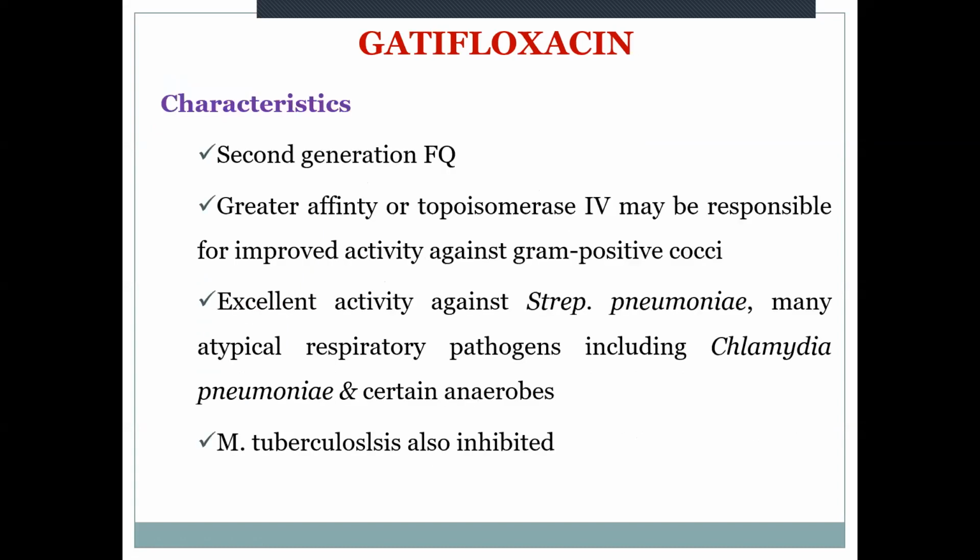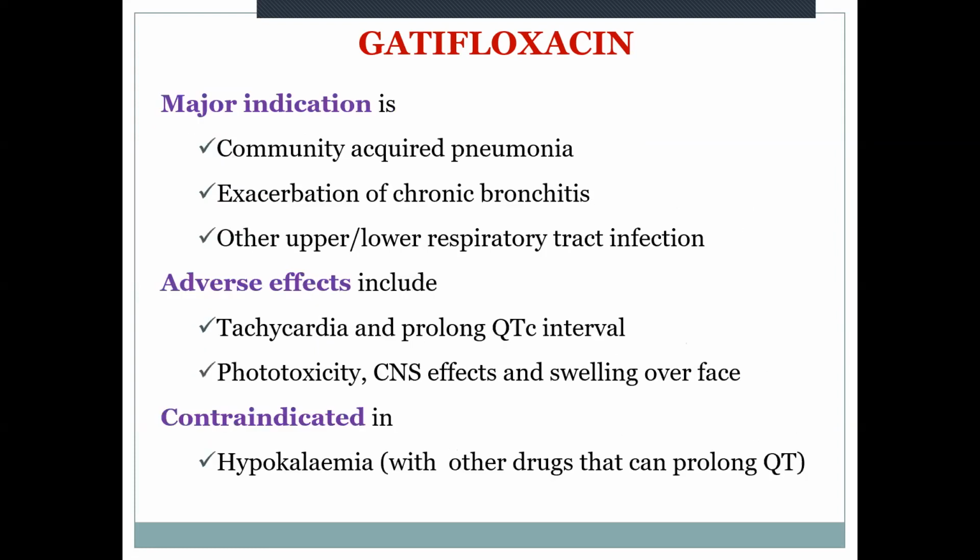Now, gatifloxacin, it is a second generation fluoroquinolone. It has greater affinity for topoisomerase 4. Therefore, it may be responsible for improved activity against gram-positive cocci. It is also responsible for inhibition of M. tuberculosis. Its major indications are pneumonia, chronic bronchitis, and besides these two, other upper and lower respiratory tract infections.